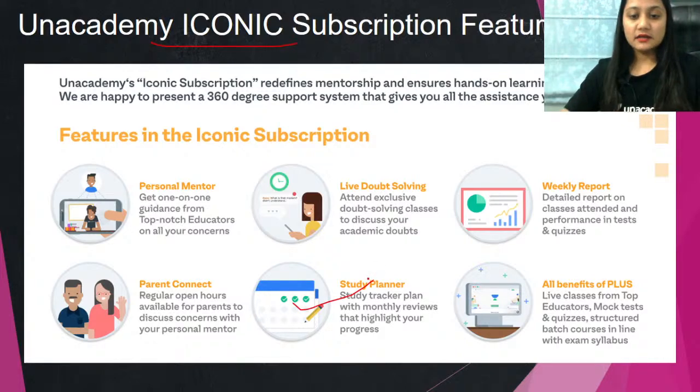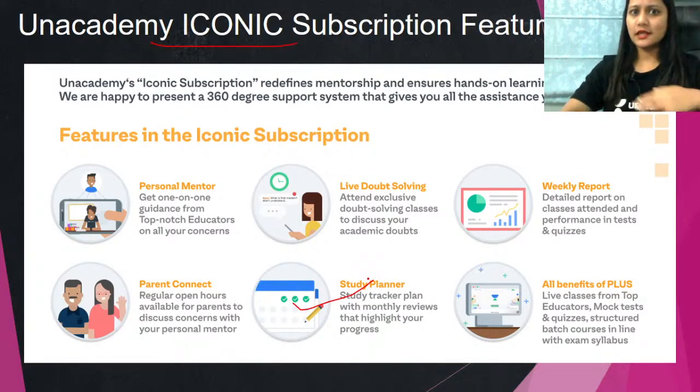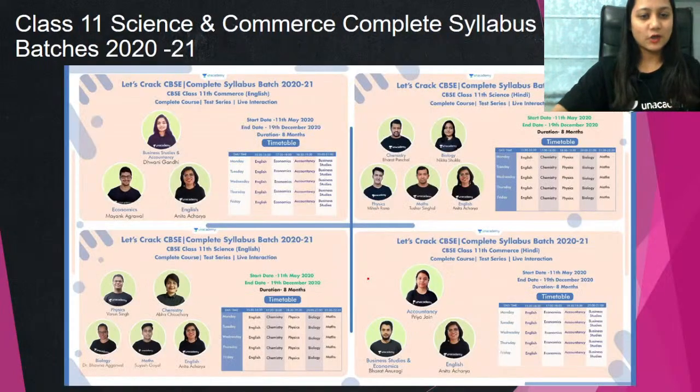Next is Study Planner. A study tracker plan, showing what you have covered, how your studies are going, and what a particular topic needs more attention. So the study planner is also right there. And whatever the benefits of Plus were, they are already present in your Iconic.